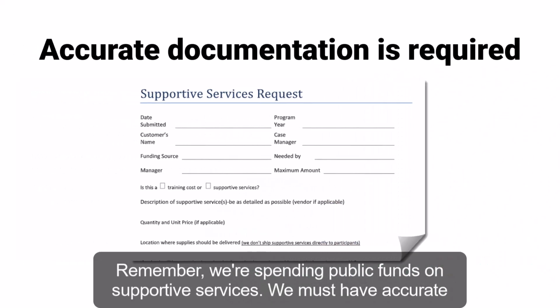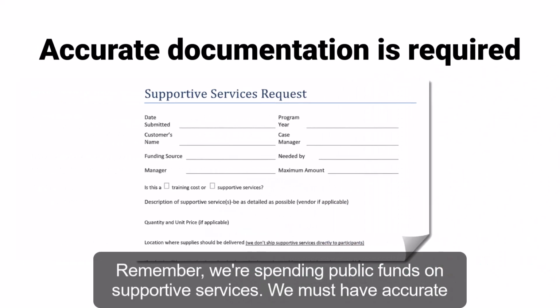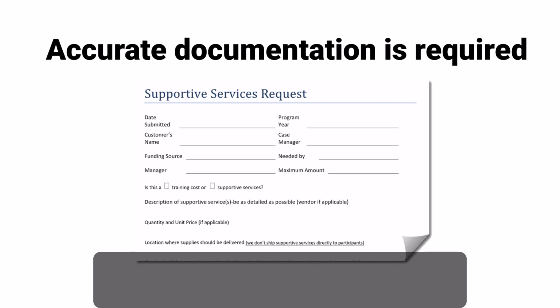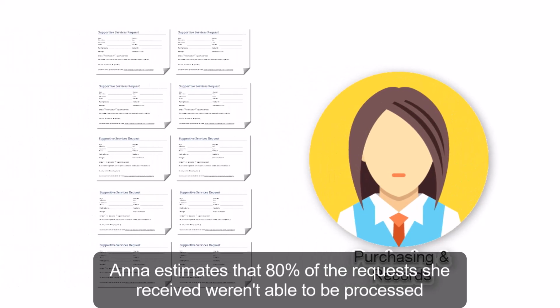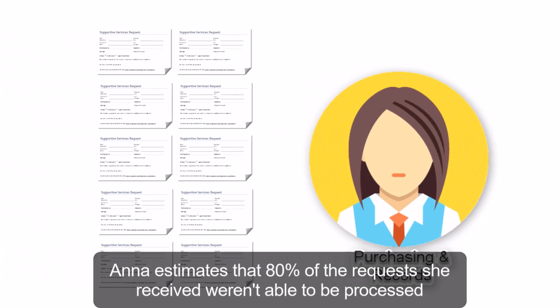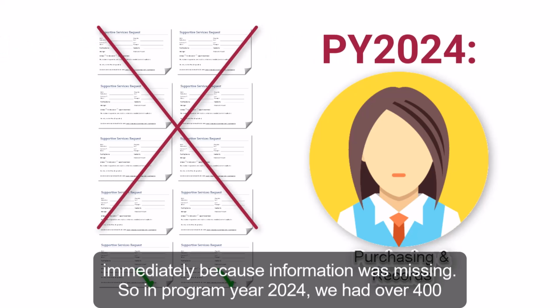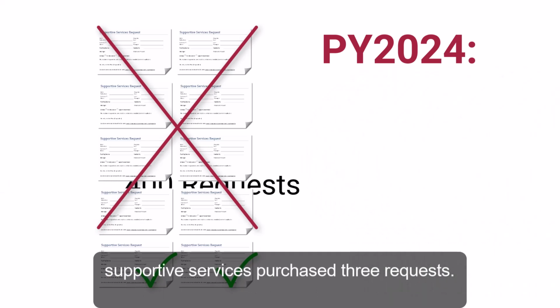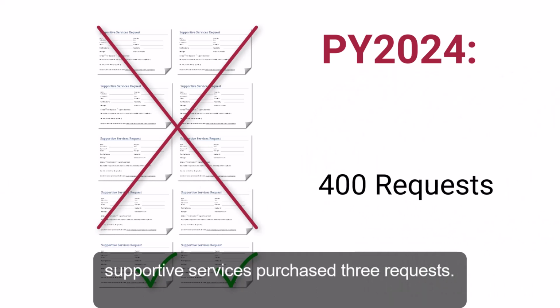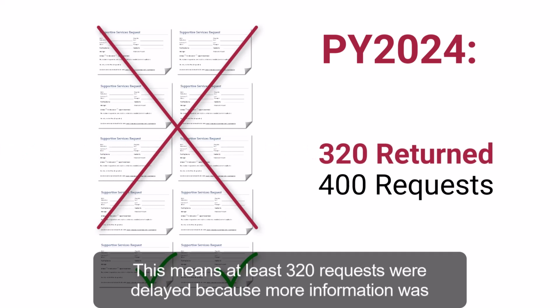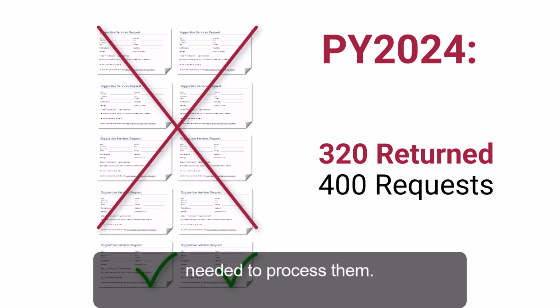Remember, we're spending public funds on supportive services. We must have accurate documentation before we can process these requests. Anna estimates that 80% of the requests she received weren't able to be processed immediately because information was missing. So in program year 2024, we had over 400 supportive services purchased through requests. This means at least 320 requests were delayed because more information was needed to process them.